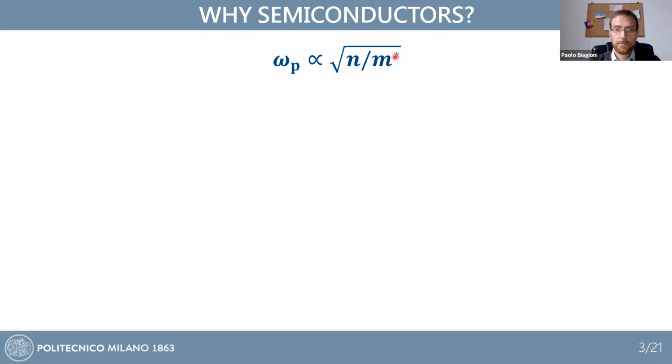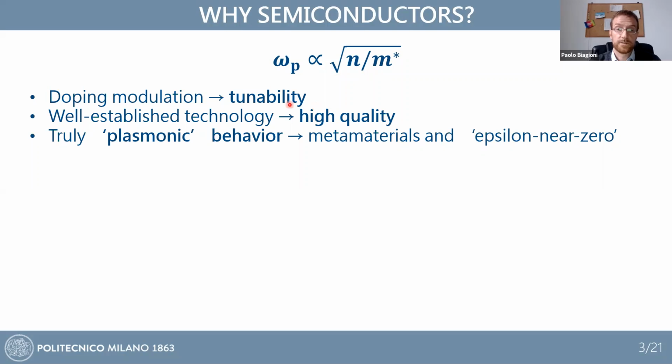And so more recently, people started exploiting semiconductors for several reasons. One is that this formula already tells you that there is an intrinsic tunability of the behavior. So we can control the spectral response by playing with the doping, and this we will see during the seminar. And then semiconductors, of course, come from decades of development in the microelectronic industry, and this means that we have high quality already available, both in terms of material quality and in terms of processing in the foundries.